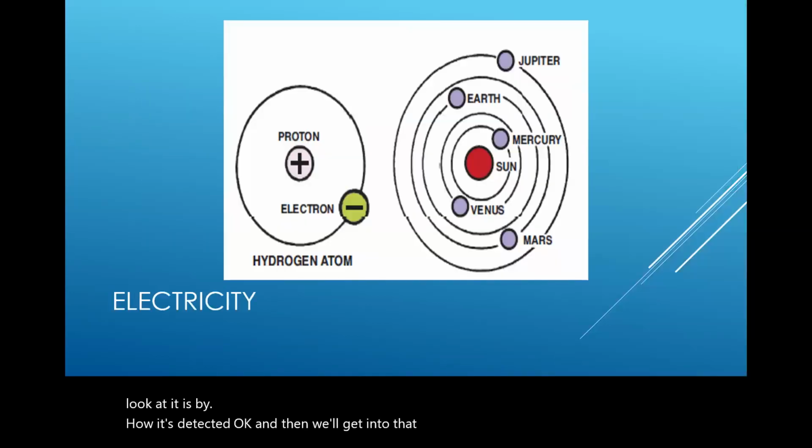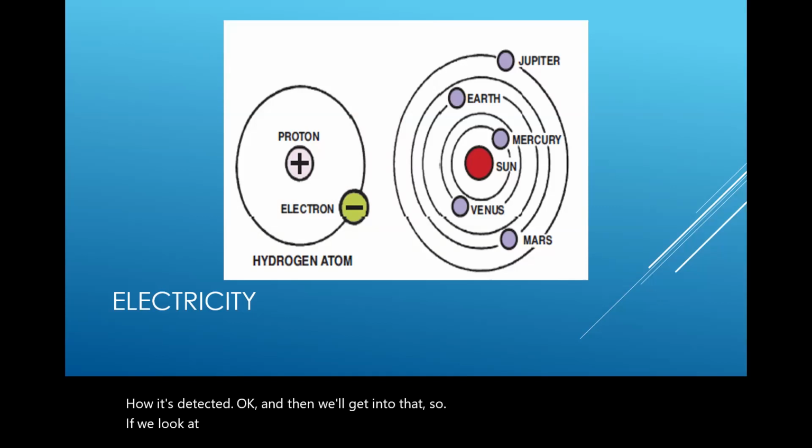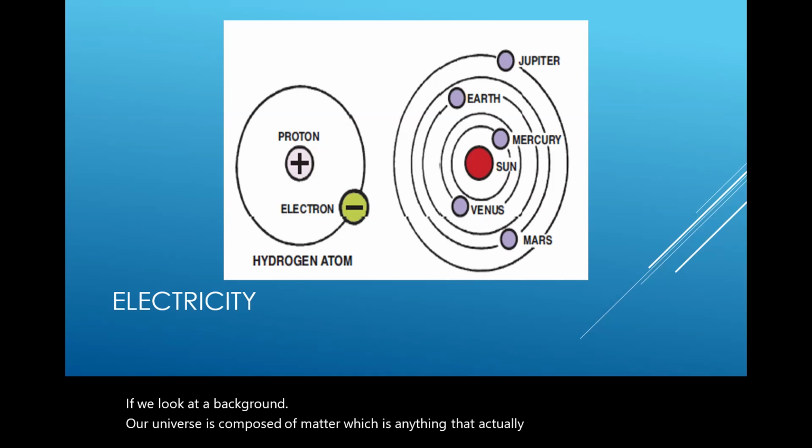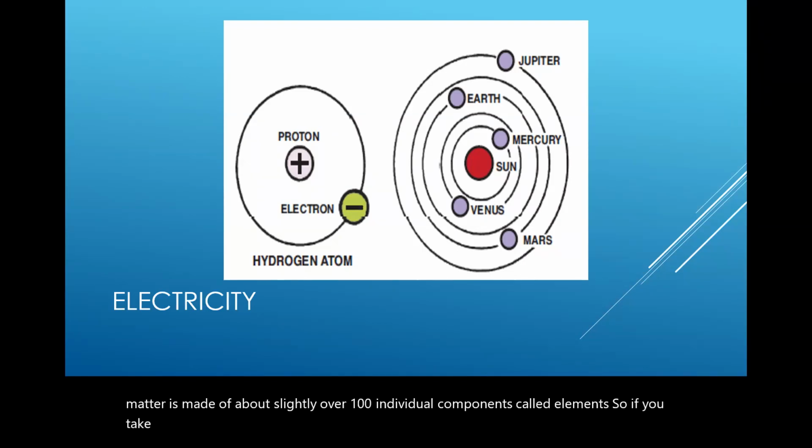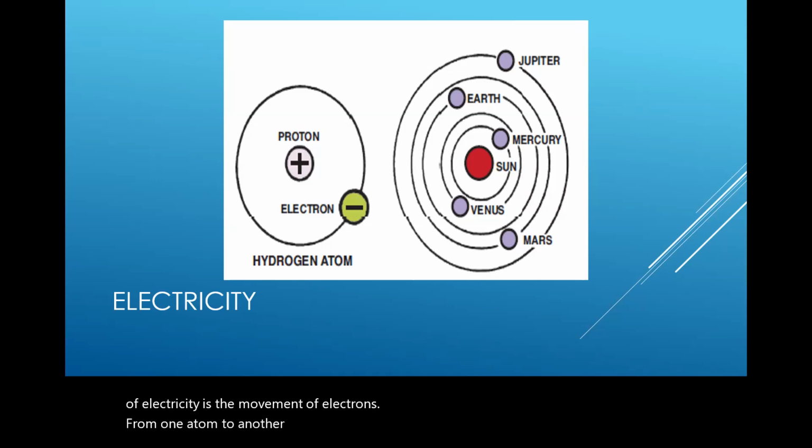So if we look at a background, our universe is composed of matter, which is anything that actually has mass to it. And all matter is made of slightly over 100 individual components called elements. So if you take a science class, you really get down into something like this too. So the definition of electricity is the movement of electrons from one atom to another. The dense center of each atom is called the nucleus.